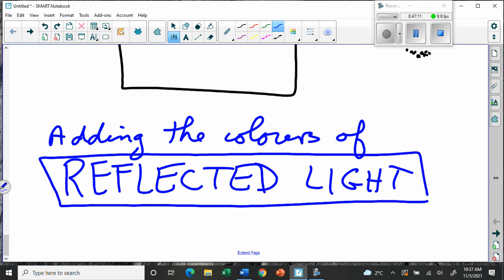And that's why TV screens are RGB. We see the red, green, blue. They all operate on the same principle, red, green, and blue. And those are the primary colors of the additive theory.